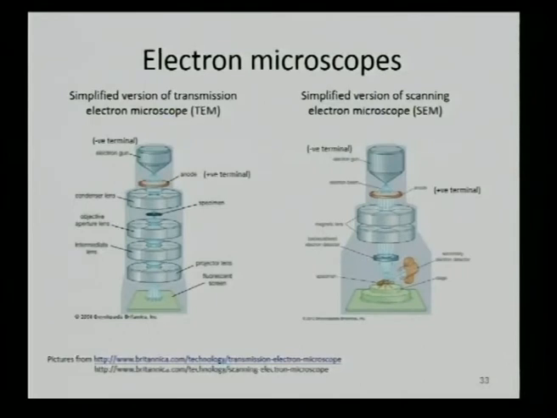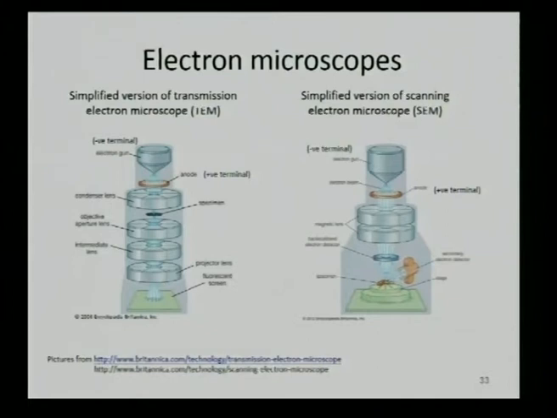On the screen, you can see two types of electron microscopes. On the left, you can see a transmission electron microscope. And on the right, you can see a scanning electron microscope. In both types of electron microscope, the electrons are produced by the electron gun. Electrons accelerate from the negative terminal to the positive terminal. If the power source is stable enough, all electrons have the same energy when they pass through the positive terminal.